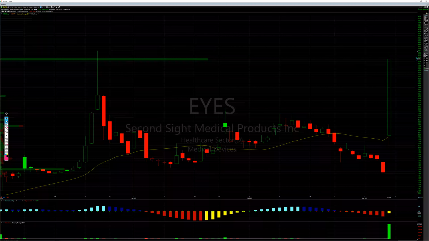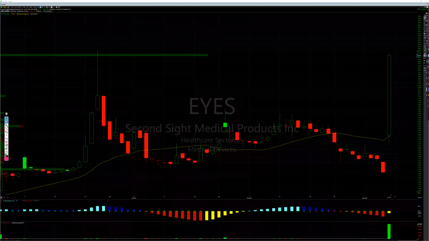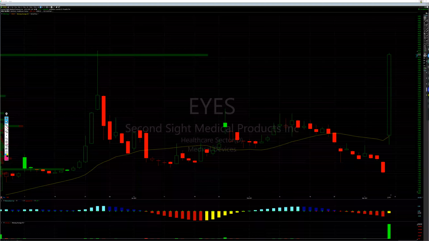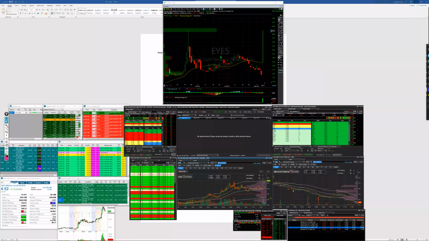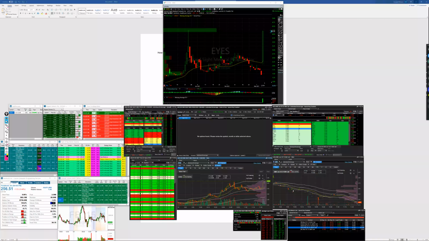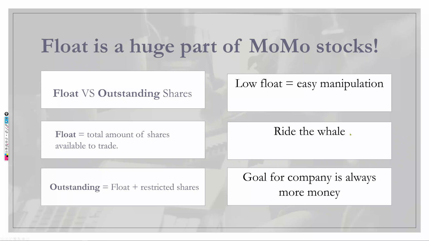I did a quick look this morning on it, and I came up with, I think it was, we had an argument whether it was 13.5 or whether it was 19.5. But I was playing it with a 19.5 float. So you identify the float, and then you try to ride the whale, right? Or the axe. You can call it the axe, you can call it the whale, but that means that's the person that is in control. That's the big wig that's controlling the stock. And the goal for the company is always to make more money, right?